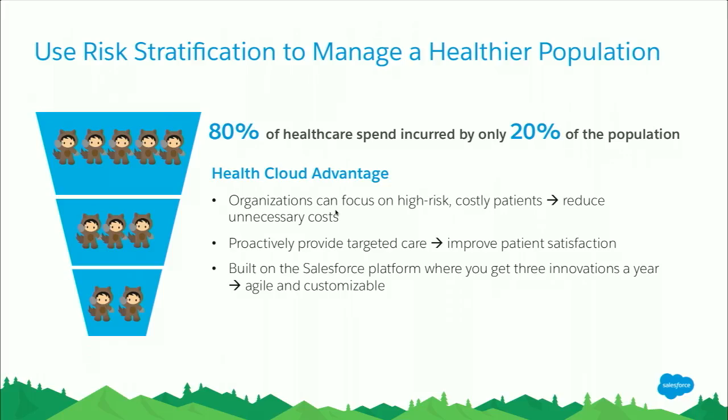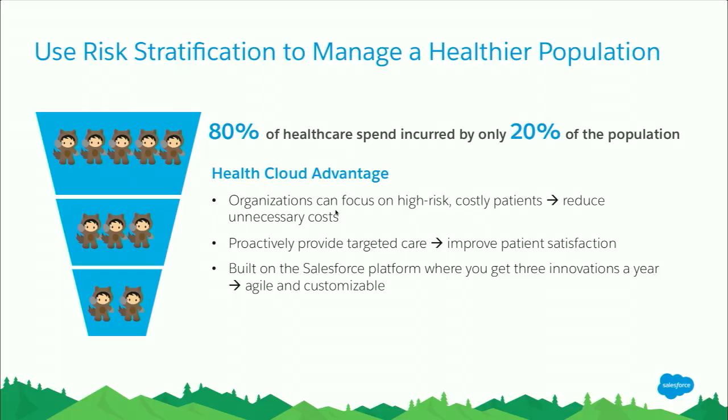Risk stratification is really the mechanism of segmenting your patient population based on a variety of criteria. You might decide that your criteria is that you want to identify the patients that have a number of conditions and maybe they live in an institution. There's really a number of different ways in which you can segment your patient population.